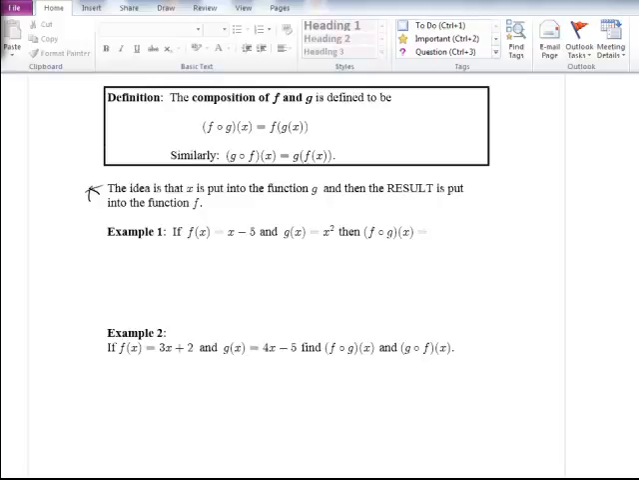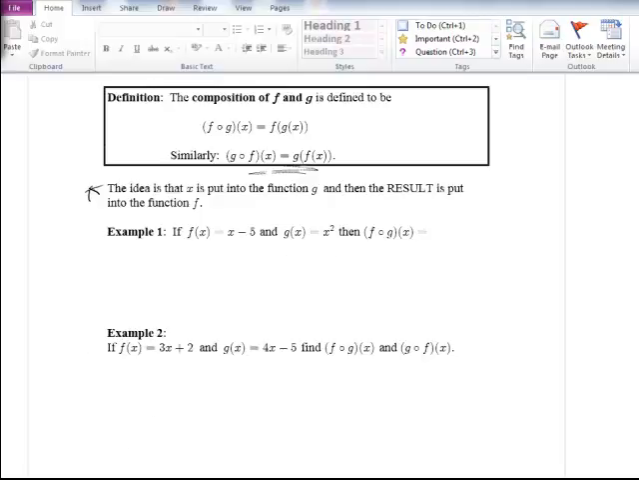So we put x into f. Then we take that answer, or the result, and take that for the input into the function g. I was looking at this second line here, but you put x into the inside function, or the one it's sitting next to, get that answer and put that into the next function that's on the outside.